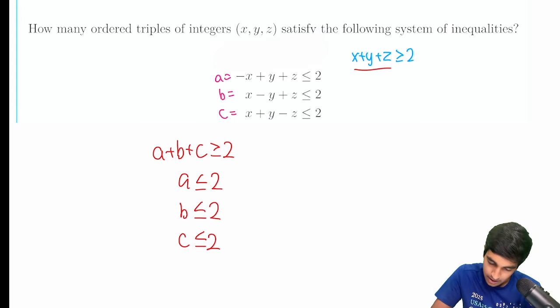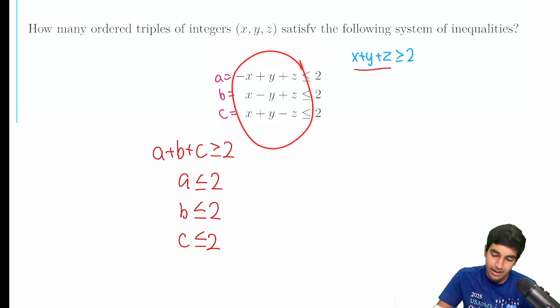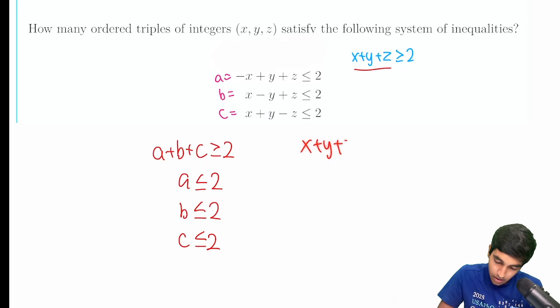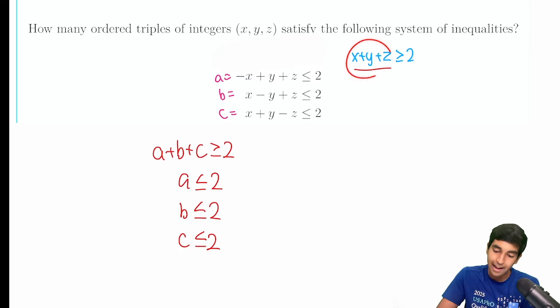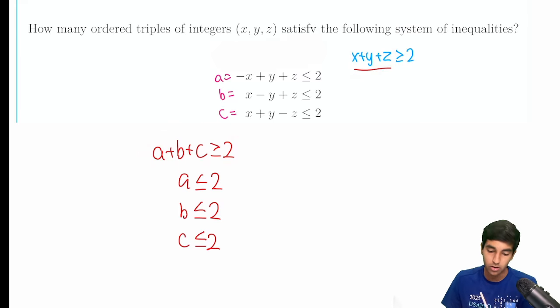Why? Well, notice here, minus x, x, x. So net x. Same thing here, net y. Same thing here, z minus c, net z. So this is a net x plus y plus z when we add them all up. So if you add up A, B, and C, we get x plus y plus z. Therefore, A plus B plus C equals x plus y plus z. So therefore, we have A plus B plus C is greater than or equal to 2.